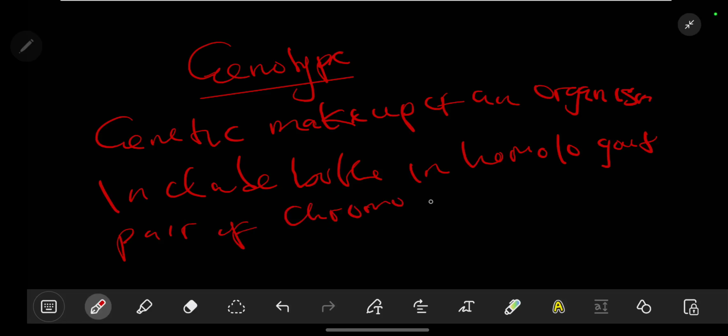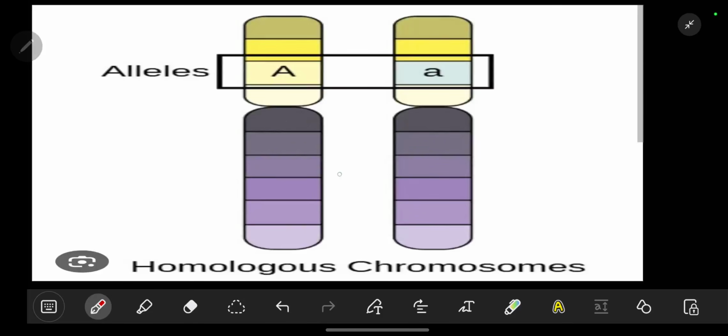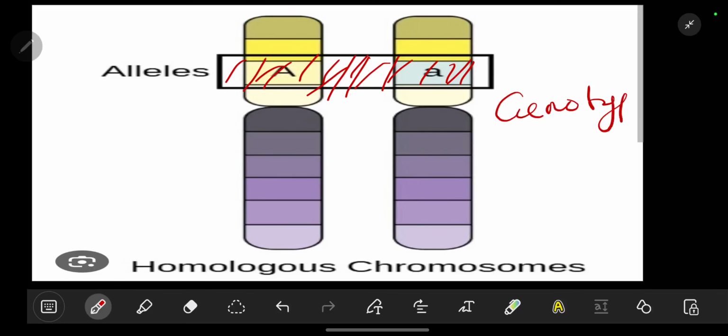So let's refer back to our image. As we can see, these are homologous chromosomes. They are carrying the same characteristic here. So the genotype can be written. The genotype shows you the alleles that are present. In this case, it is A and small letter a. These are the alleles present in the genotype.